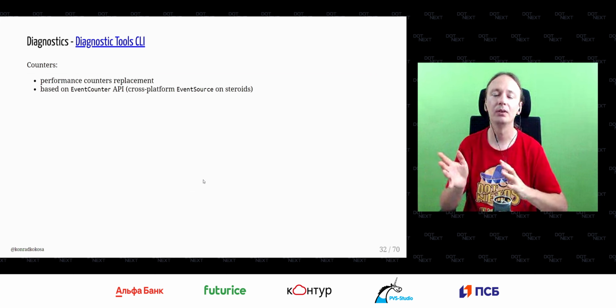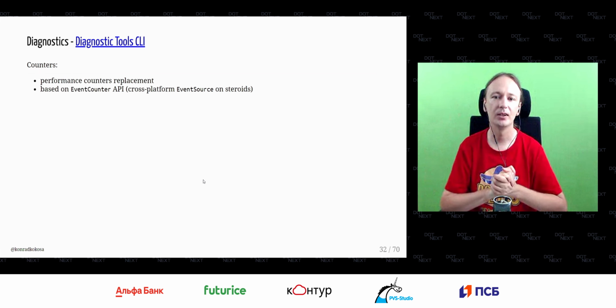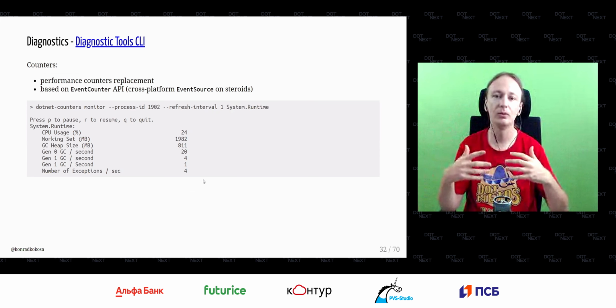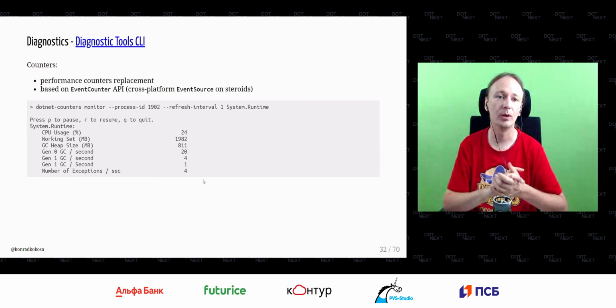So we are now moving from performance counters to counters emitted by the runtime with the help of event pipes and other internal diagnostics stuff. Those counters are very useful for getting very low overhead information about the health of the process. So we are simply using .NET counters. We are saying monitor a given process ID, and you will get a set of information.